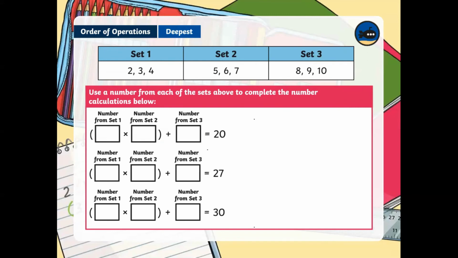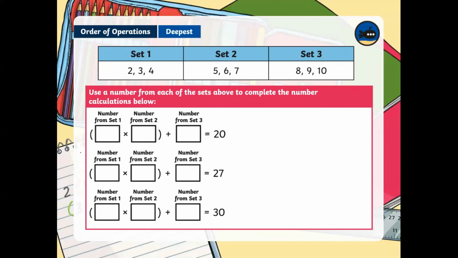If you don't understand, you have to plug in a value from set 1 into the first box, then you've got to plug in a value from set 2 into the second box. You have to times these 2 together because they're in a bracket, so that's the first thing you do. And then you add that to a number from set 3, and then they have to give you 20 in the first example, of course. The second one has to give you 27. So you have to match specific numbers in the specific orders to get the answers.